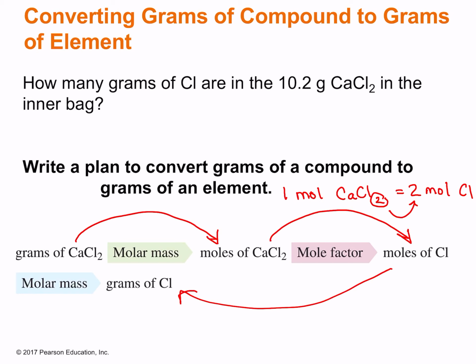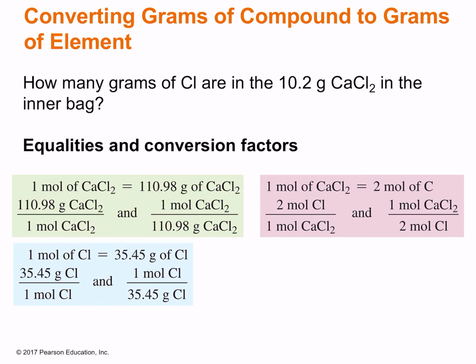But if you'll look, this is going to require us to do 3 steps in this train track. So it's quite complex, so make sure we get a good handle on it. So here are some equalities and conversion factors. So like I said, there are 3 steps that we're going to do. So these are what we're going to use for those 3 steps.